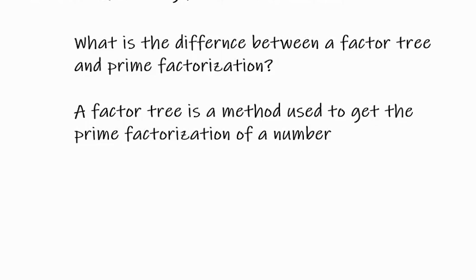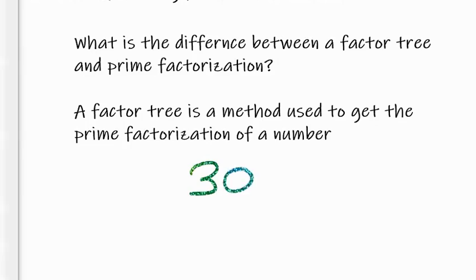We need to know what is the difference between a factor tree and prime factorization. So a factor tree is just a method used to get the prime factorization of a number. And I'm going to show you what that looks like right now. So let's say we were to take the number 30. So we're going to use the factor tree, and the factor tree tells us to split the number 30 into two numbers that 30 can be divided by.